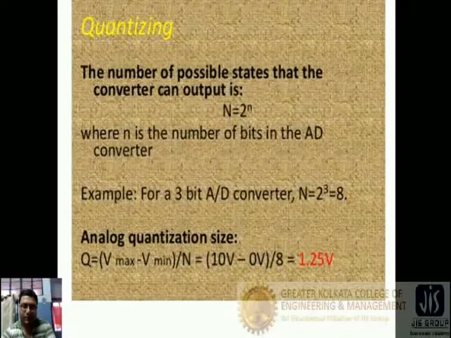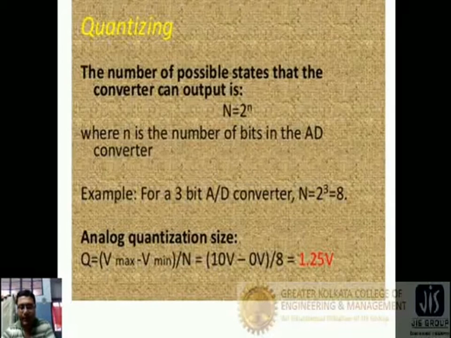So if we take a system of 10 volt, that means a system whose input signal is changing from 0 to 10 volt, not more than 10 volt, it is a 10 volt limited system. So for each step there will be a gap of 1.25 volt. We'll discuss it in our coming slide. We'll see how this happens.